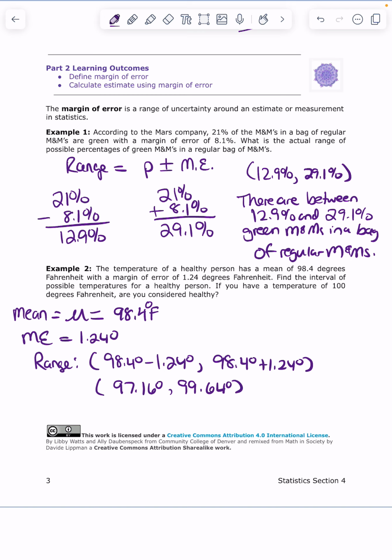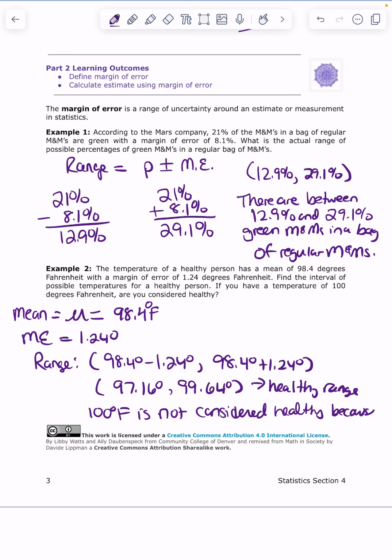So would 100 be considered healthy? Well, 100 doesn't come between 97.16 and 99.64, which, if this is the healthy range, it's not in there. So we would say 100 degrees Fahrenheit is not considered healthy because it's outside the healthy range.